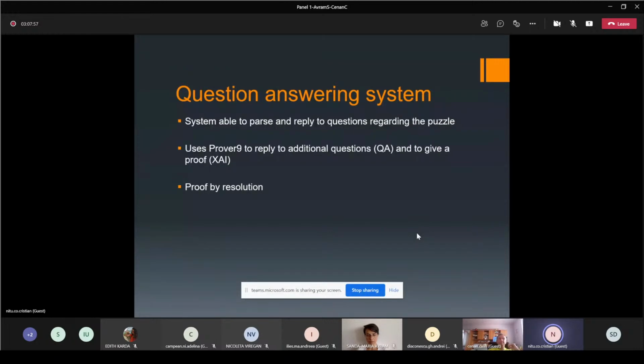I said earlier that my system can be seen as a question answering system because it's able to parse the additional questions from the user and to reply to those questions. It uses Prover9 to reply to additional questions and to give a proof. The method is proved by the solution.